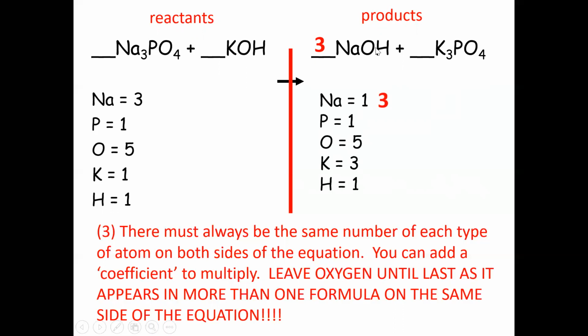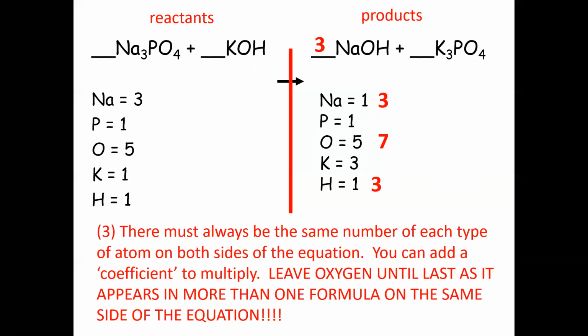But that has now affected my oxygen. And again, that's why you don't do oxygen first, because whenever you add a coefficient to any of these, it's going to affect oxygen too. So you've got 3 oxygens here now and 4 here, which means that you now have 7 oxygens. But because you've got that 3 there and you've got hydrogen there, that means you've now got 3 hydrogens as well.